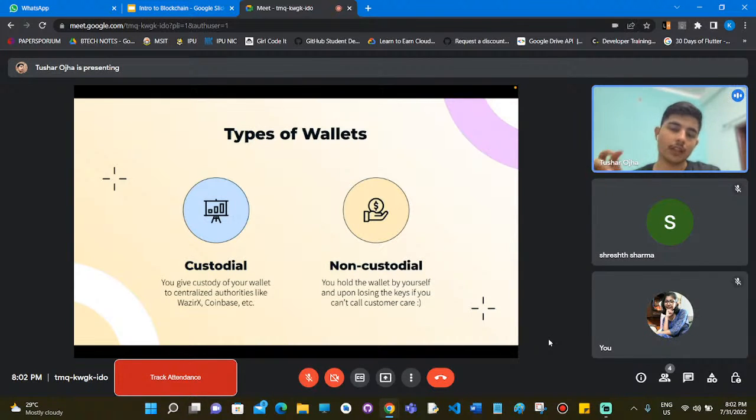Non-custodial wallet means that you are taking care of the keys. Your wallet, you make sure that it is secure. Your private key cannot be seen by anyone else. Because if you lose your private key, you won't even know who can use your money, and you cannot call any customer care because there's no customer care in the crypto world.